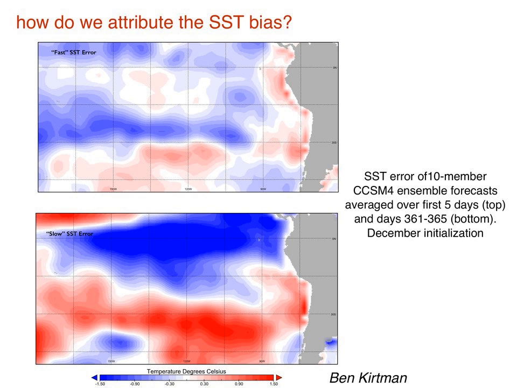These plots were made by Ben Kirtman. The top plot shows the error over the first 5 days in a 10-member CCSM4 ensemble, and the bottom plot shows the error after about a year has passed. And the structures are very different, but nevertheless you already see the seeds for the warming in this region down here appear within the first week.